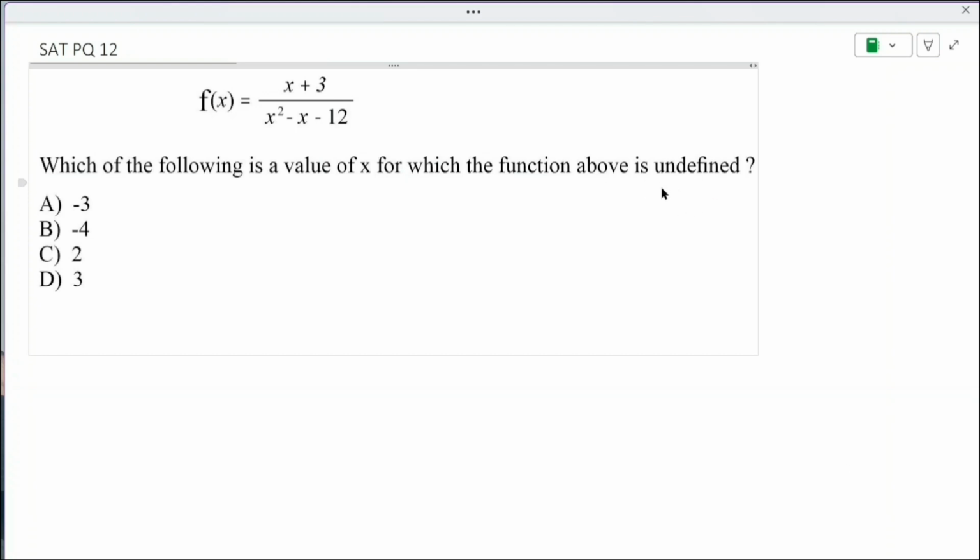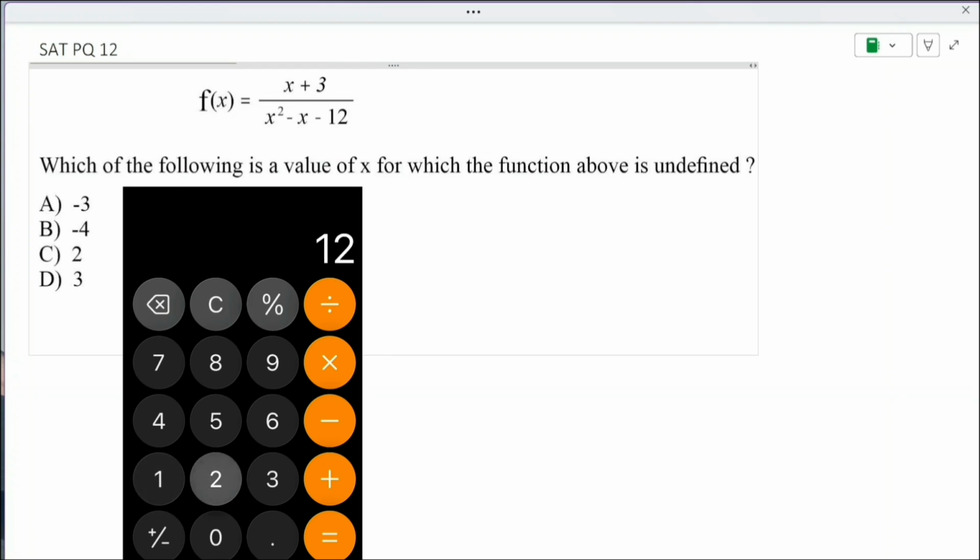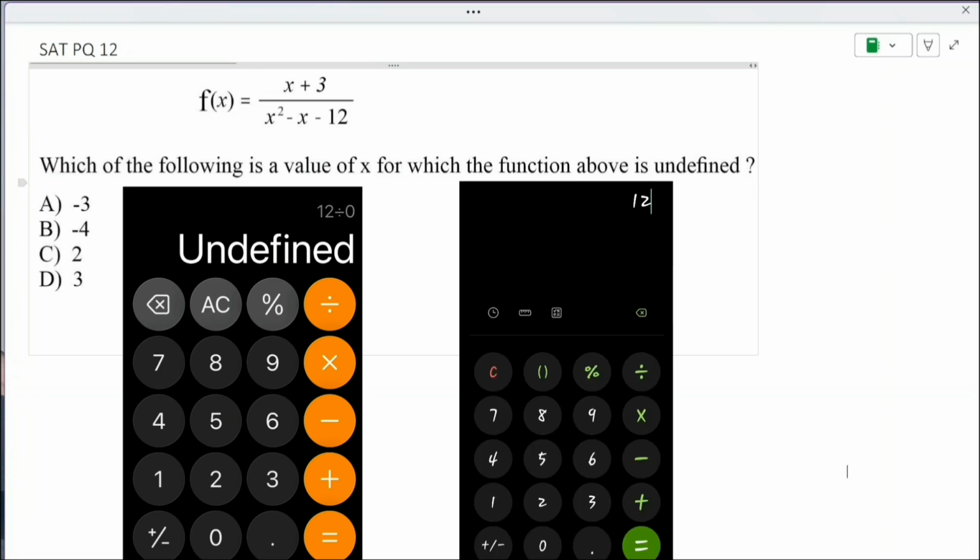If you understand the meaning of undefined in math, this kind of question will be very easy when you see it. If you divide any number by 0, for example, we say 12 divided by 0, the result you will get is the term undefined. You can get other synonyms for it. You can even get a statement that says you can't divide by 0. Once you understand that, you can then understand this question perfectly well.